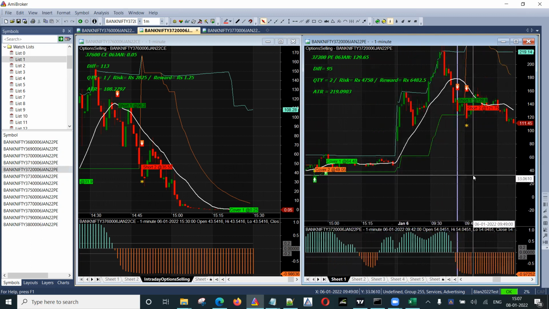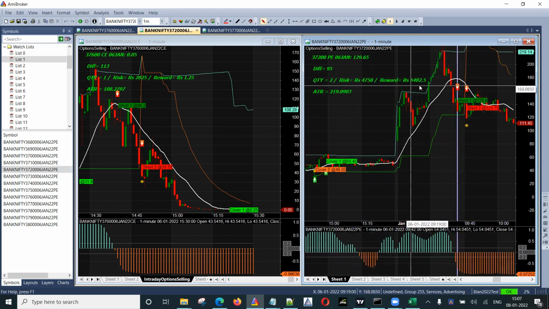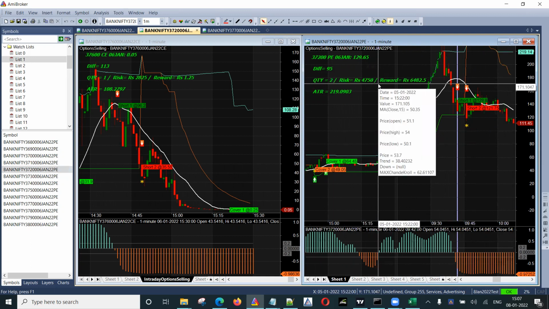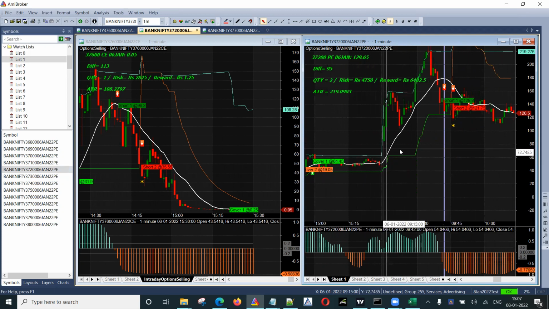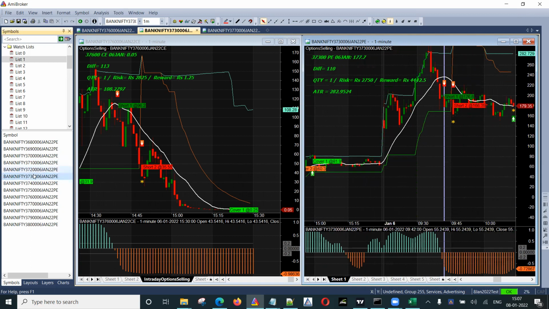So let's check the other parameters. 47,500, 6450, right? Which is less than 1.5. So let me wait, or let me check another strike. Probably this is the strike. Yeah, 37,300. The risk reward is 1 is to 2, and it is telling me to trade only one lot, right? So I could trade this, or I could trade this. Rather, I would like to be on a safer side and trade 37,300, right?